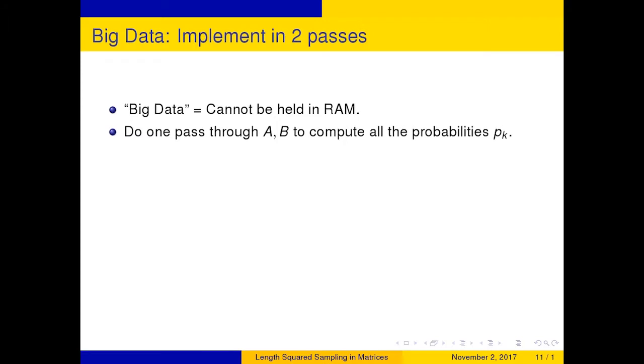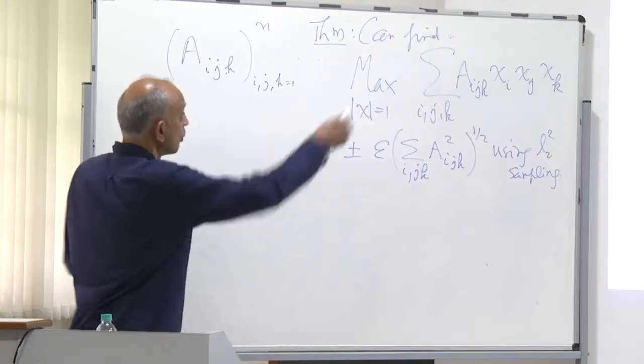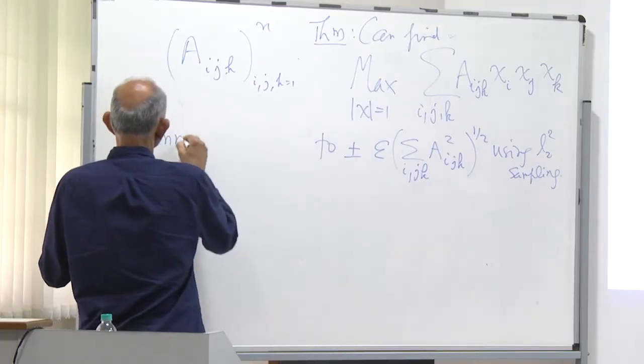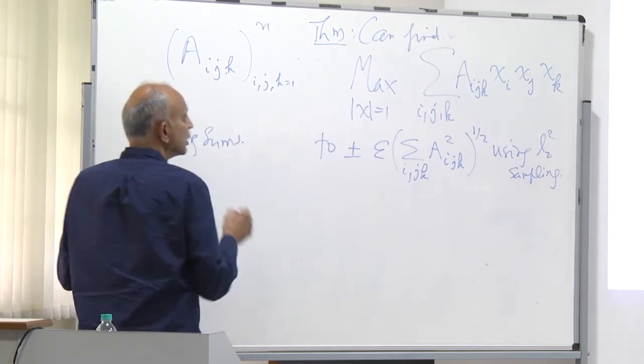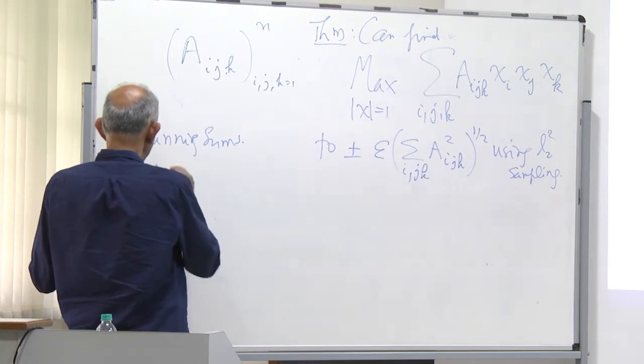Okay, so big data. We are going to implement this algorithm with big data where the data doesn't fit into RAM. How do we do that? Big data means it cannot be held in RAM. That's again our definition. We do one pass through A and B and compute all the probabilities p_k. Remember, p_k could have been either only dependent on the length of columns of A, or it could be columns of A times columns of B. We had several candidate choices for p_k. We can find the probabilities in one pass by just keeping running sums of columns. Then we store in RAM each of the p_k's.